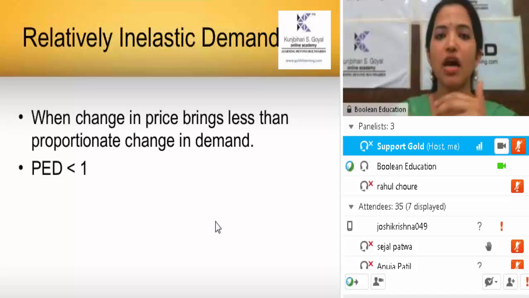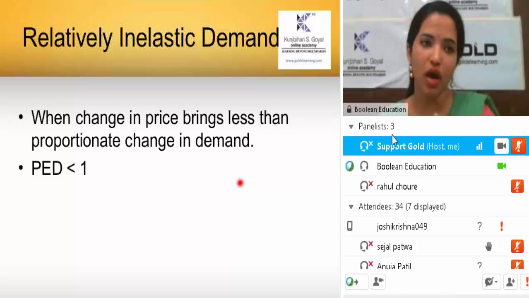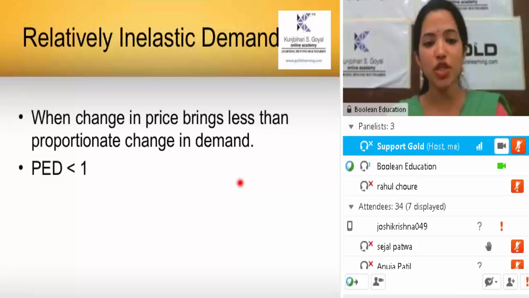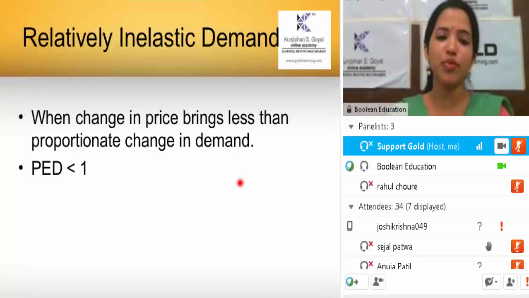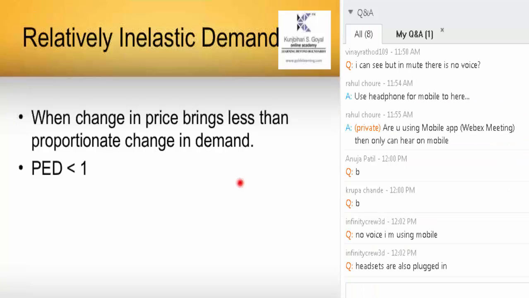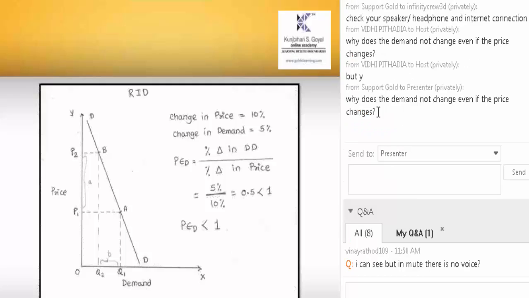This is relatively inelastic demand. Earlier what we studied was elastic. Now what we are studying is inelastic demand. Right? And when change in price brings less than proportionate change in demand, it will be known as relatively inelastic demand. Meaning, let's look at the diagram, so understanding will be easier. So this is relatively inelastic.